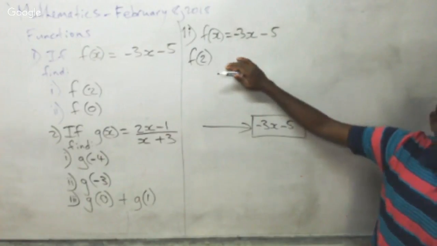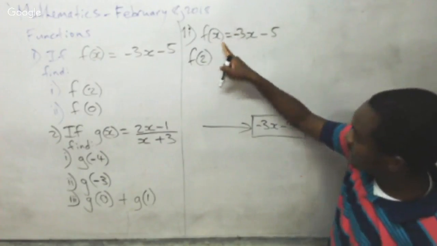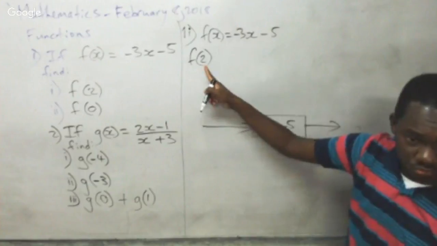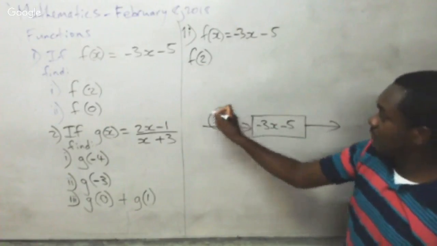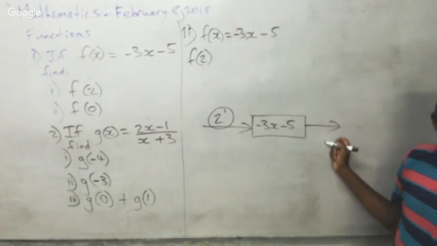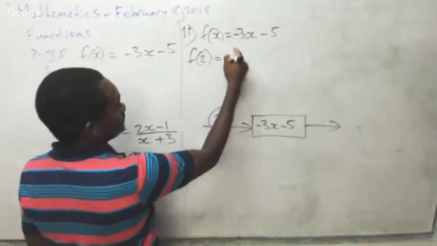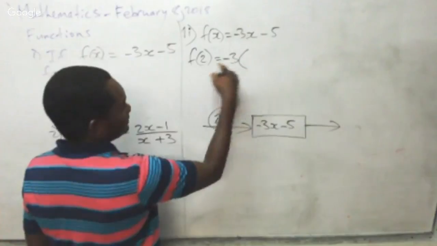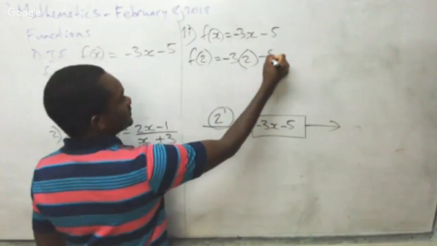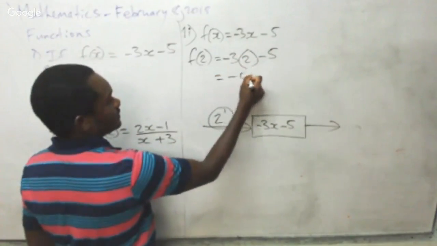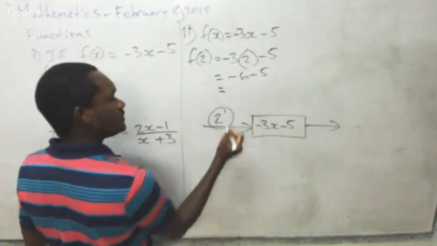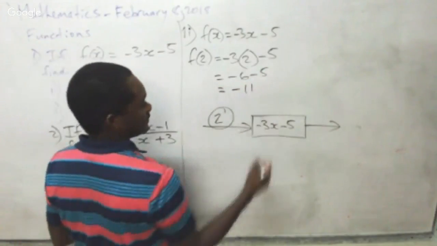So what all this is saying is that wherever x is in the function, you're going to put 2. So 2 is going to be your input, and we will see what the output is. So f of 2 now, -3 times 2 minus 5 equals -11.